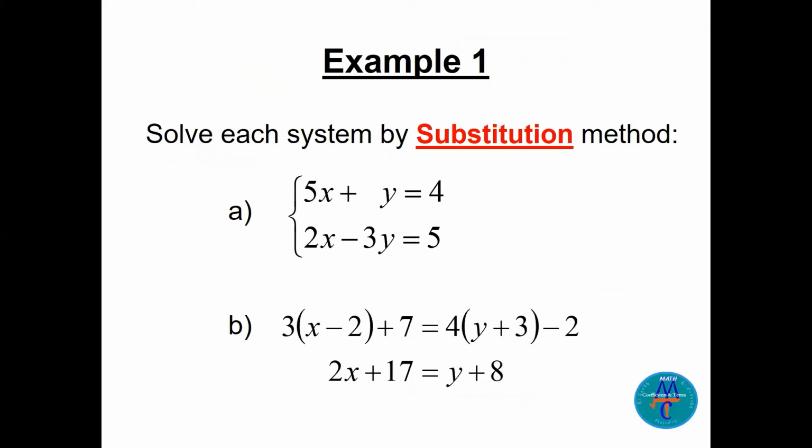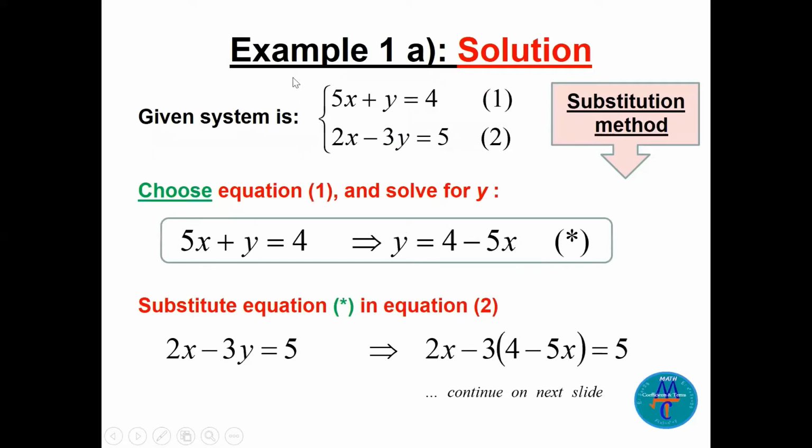Example 1 has 2 parts. The difference between A and B is that A is ready. Directly we can start, choose equation 1 or 2. The second one, we have to rearrange it a little. Sometimes we have, like, part A, ready, or a little difficult, or more with fractions. So let's take the first question. This is equation 1, this is equation 2.